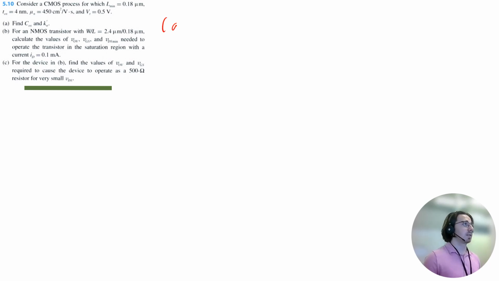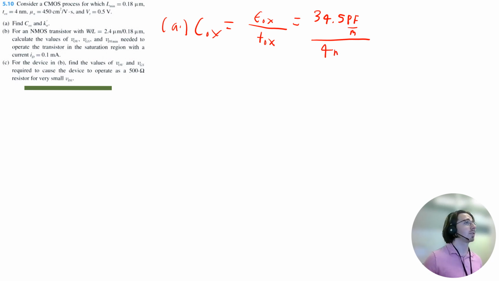Okay, so C sub ox is pretty straightforward actually. It's equal to our permittivity of oxide, epsilon sub ox, divided by T sub ox. Now, epsilon sub ox is just a constant for silicon. It is 34.5 picofarads per meter. Then we'll divide that by T sub ox, 4 nanometers.